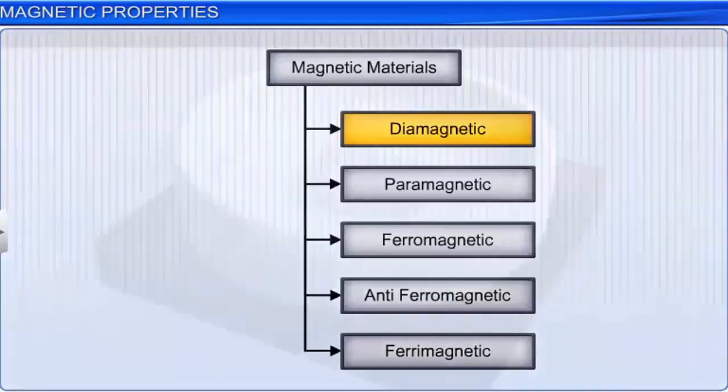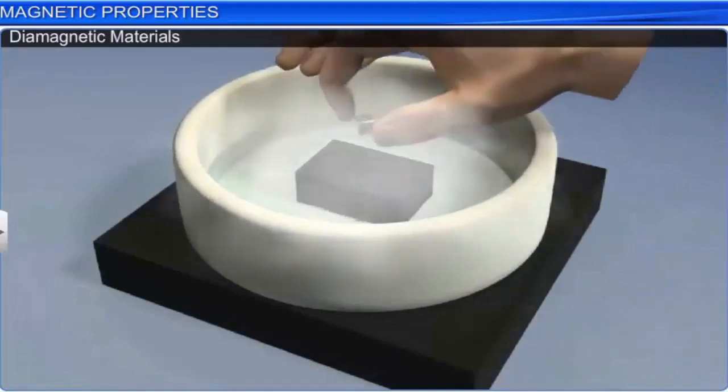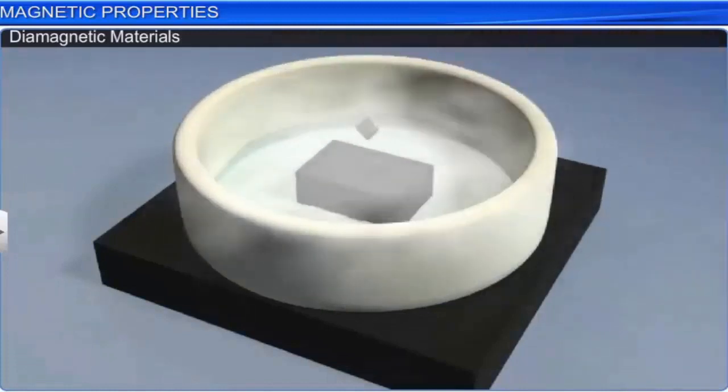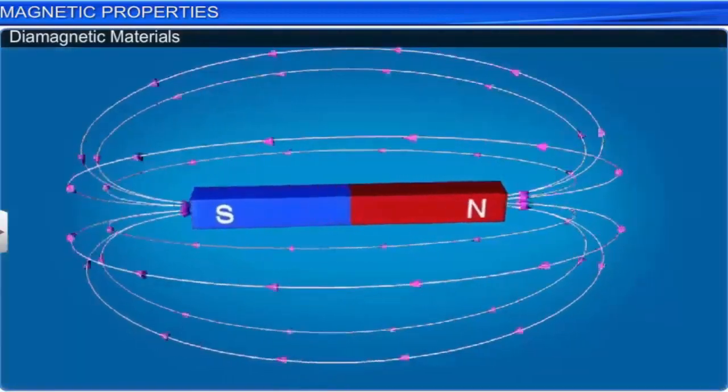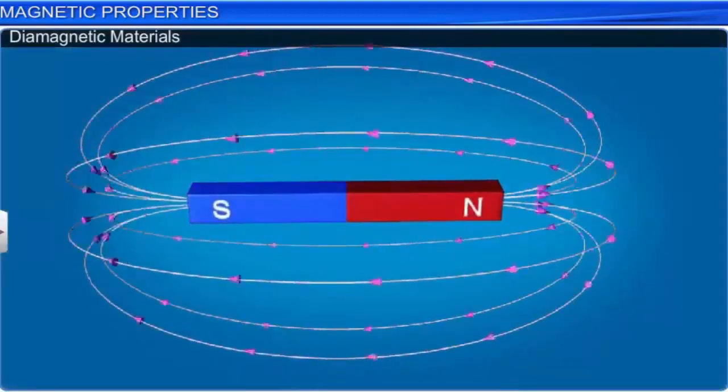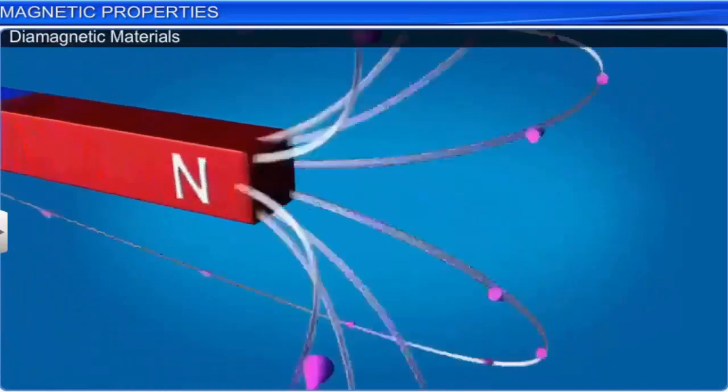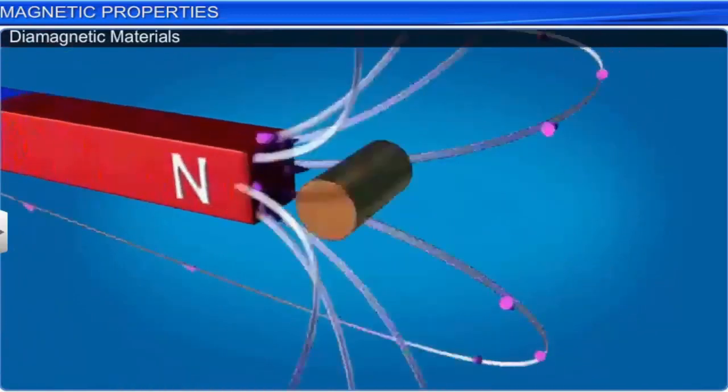Diamagnetic materials are materials that are repelled by magnets. When a bar of diamagnetic material is placed in a non-uniform external magnetic field, it tends to move from a region of strong magnetic field to a region of weaker magnetic field.